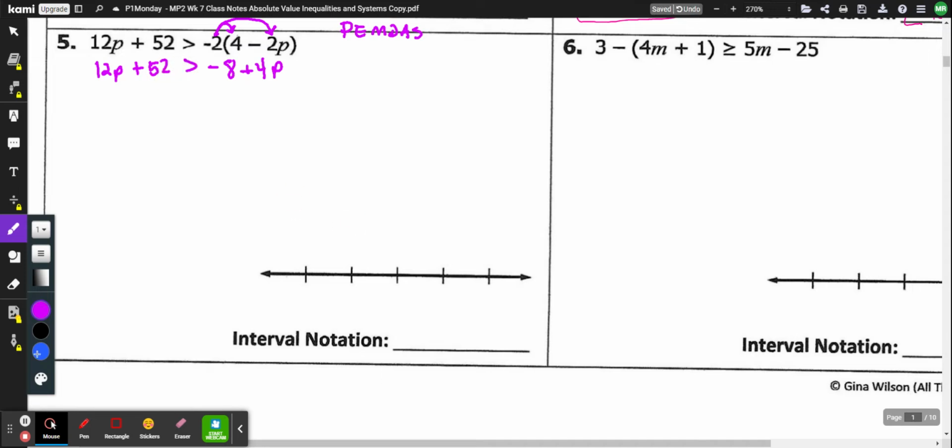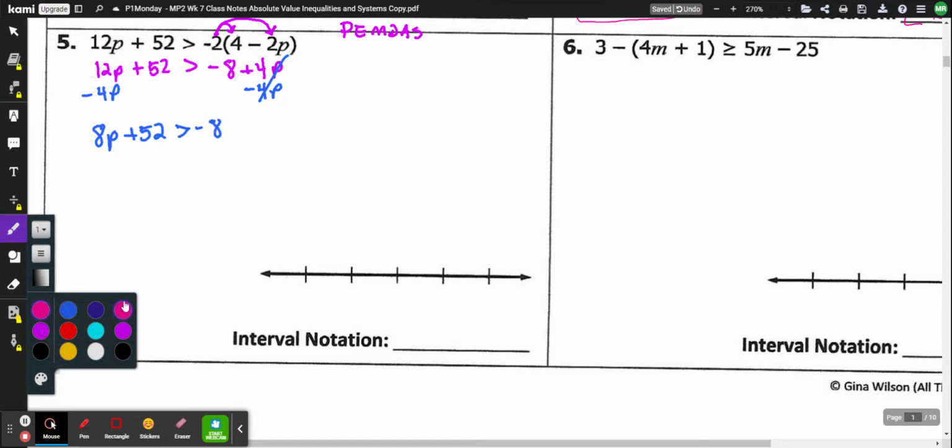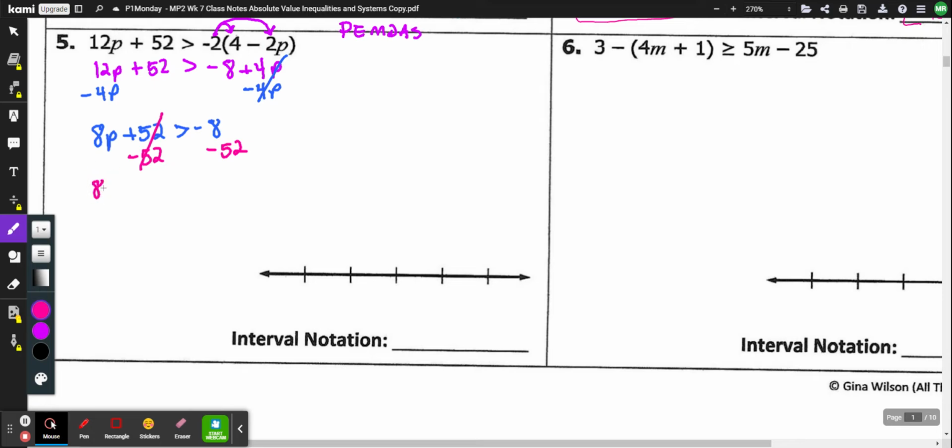So now I'm going to get rid of this 4p by subtracting 4p. Those will cancel. 12p minus 4p is going to be 8p plus 52 is greater than -8. I'm going to get rid of this 52 by subtracting 52 from both sides. Those will cancel. I'm left with 8p is greater than -60. Okay, I'm almost there.